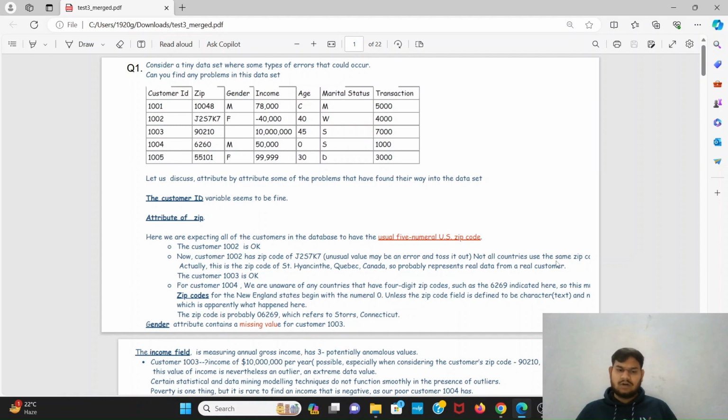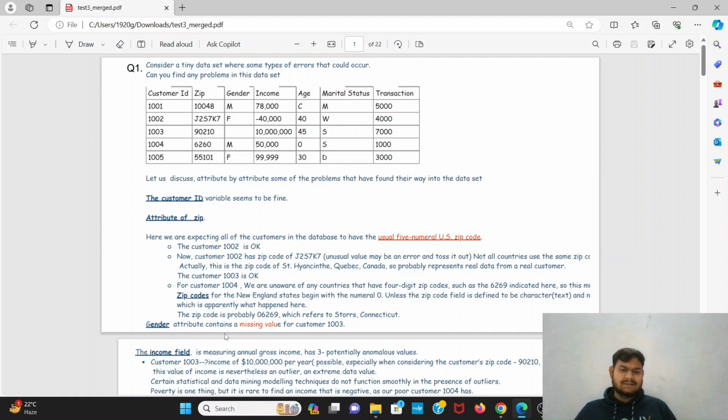But not all countries use the same zip code. Actually, this is the zip code of Saint-Hyacinthe, Quebec, Canada, so it probably represents real data from a real customer. Customer 1003 is okay. For customer 1004, we are unaware of any countries that have a 4-digit zip code such as the 6269 indicated here. This means that the zip code for the New England states begins with the numeral 0, unless the zip code field is defined to be character text, which is apparently what happened here. The zip code is probably 06269, which refers to Storrs, Connecticut.